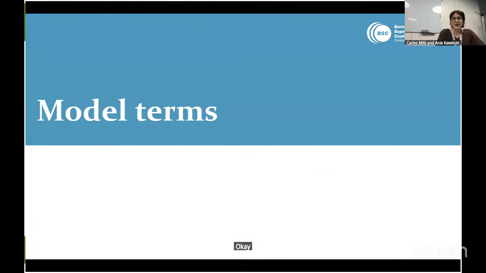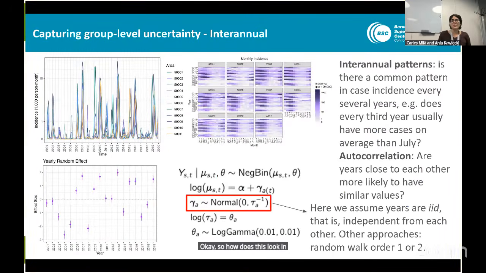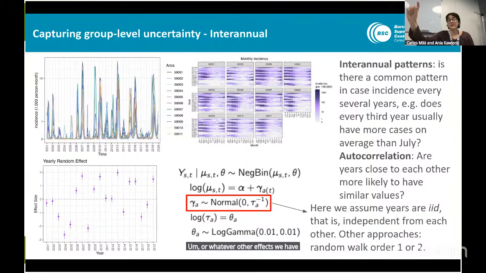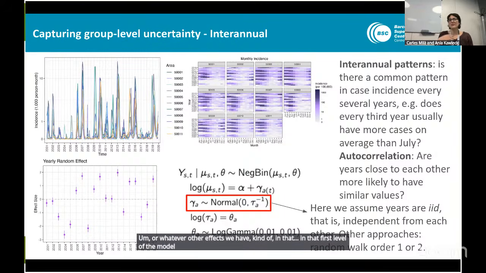Okay, so how does this look in practice? What do we use this for a lot? With these spatial temporal models, there's usually a couple of uncertainties that we generally want to capture, that we want to account for in our model, so that the effect of whatever other covariates or effects we have in that first level of the model are cleaner. They're not so noisy because of these other sources of uncertainty.